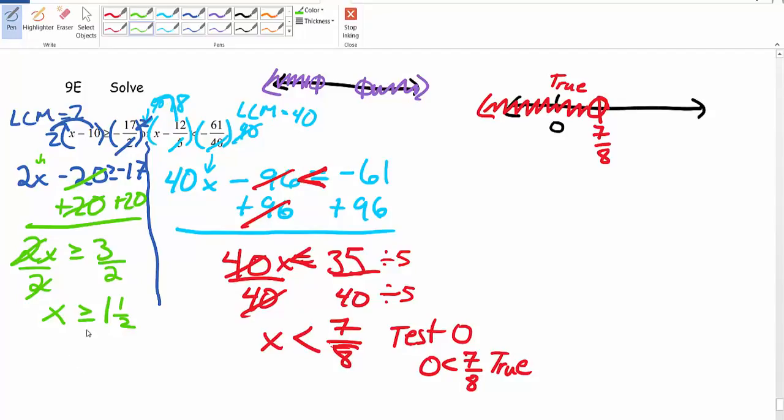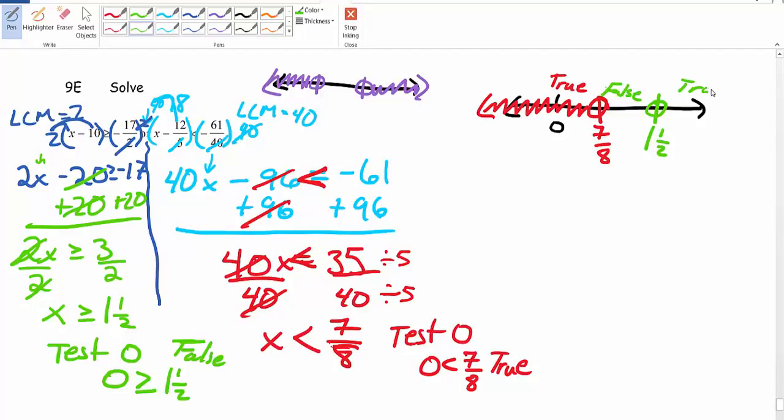Next, let's graph this one. This x is larger than or equal to 1 1/2. Well, that would be out a little bit more. So 1 1/2 would be out a little bit over here. Testing 0. Is 0 larger than or equal to 1 1/2? Well, unfortunately, no, that is false. So on this side, when we tried 0, it was false, which means that this side must be true. And we always have to shade towards the truth.